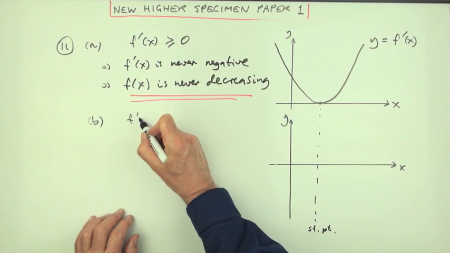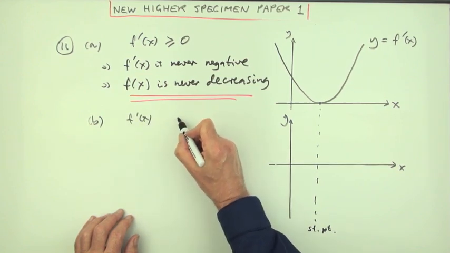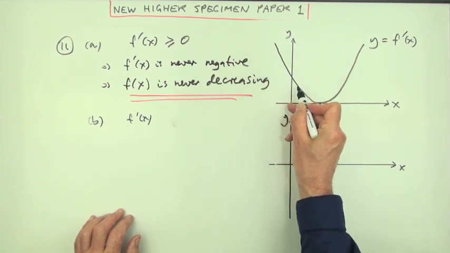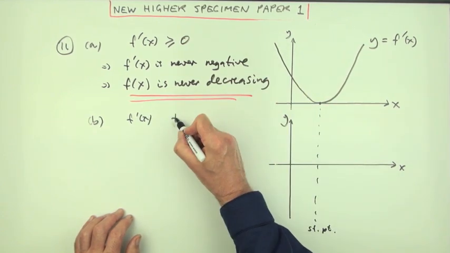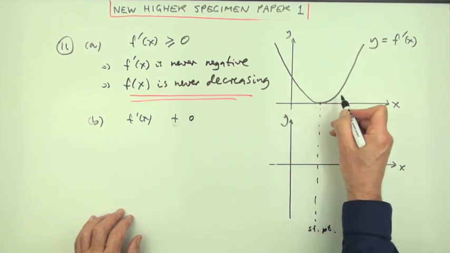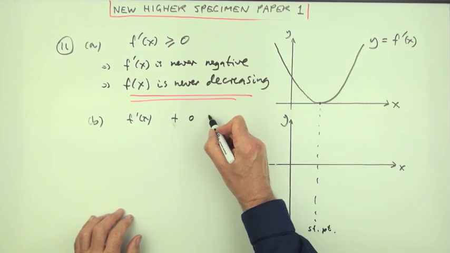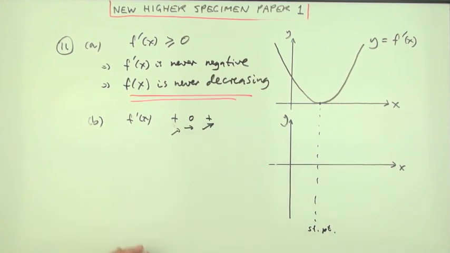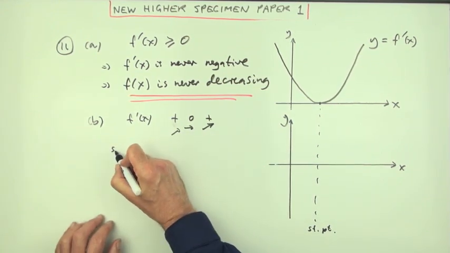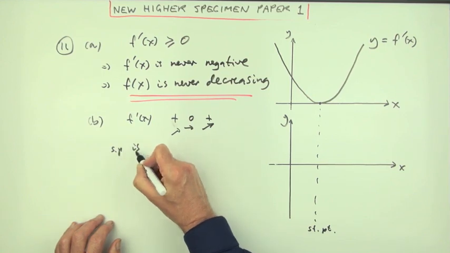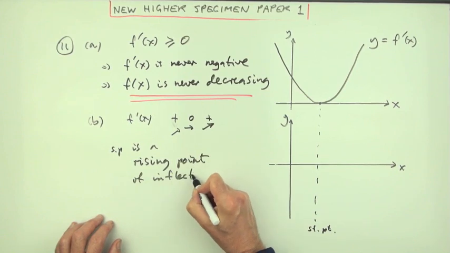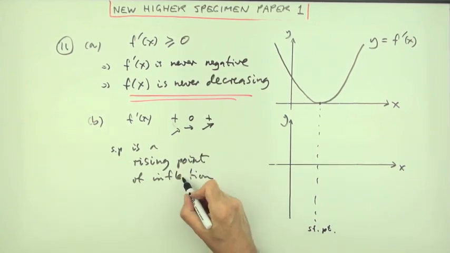Well, f dashed x, if you like, goes in the order of, for the various x's, even though these numbers are getting smaller, they're still all positive. Then it's 0, and then they're still positive, only getting bigger, which means it looks like this. The stationary point is a rising point of inflection. I should have put an x there.